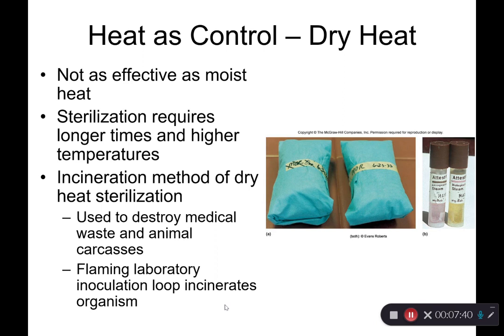So those are examples of moist heat. Next we look at dry heat. So it's not as effective as that steam that's created in moist heat. So usually the sterilization times take longer and they have to be done at higher temperatures. But incineration is our most common method for this. So anytime that you flame your inoculating loop, you're using dry heat when we're in the laboratory, when we're transferring bacteria. Also medical waste and animal carcasses in research facilities would be incinerated.